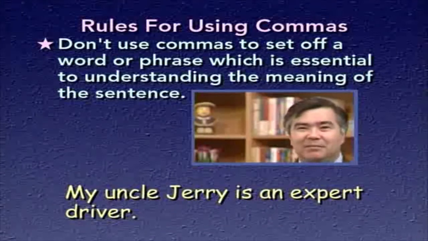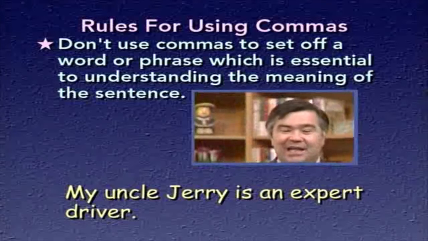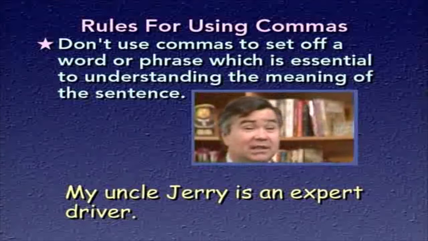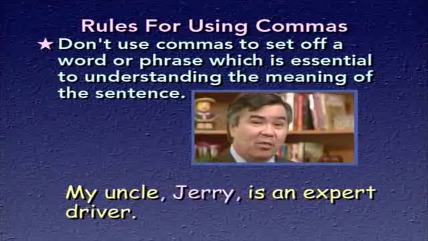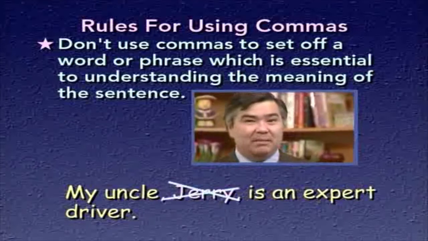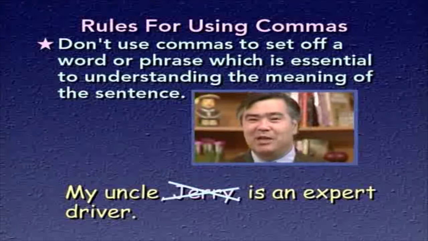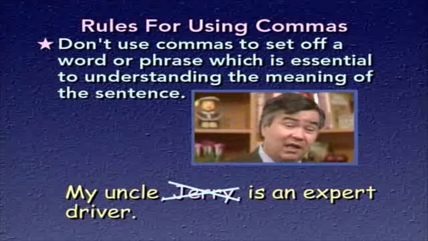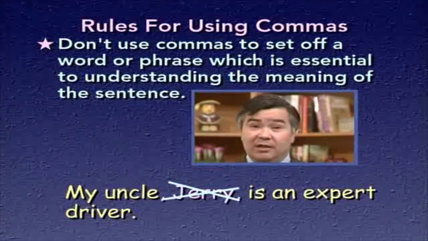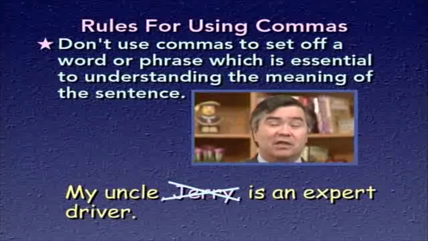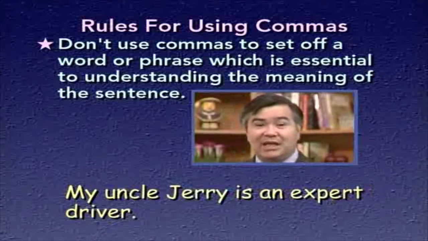One more example. My Uncle Jerry is an expert driver. Once again, the name Jerry might appear at first glance to be an interrupter. But if we put commas around it, what's left outside of the commas would be, my uncle is an expert driver. And once again, we can't be sure who exactly is being spoken about. I might have several uncles, and therefore to simply say my uncle is an expert driver might leave the meaning of the sentence somewhat unclear. Since the name Jerry is essential to the meaning of the sentence, it's better not to put commas around it and instead let the sentence read as one unit.